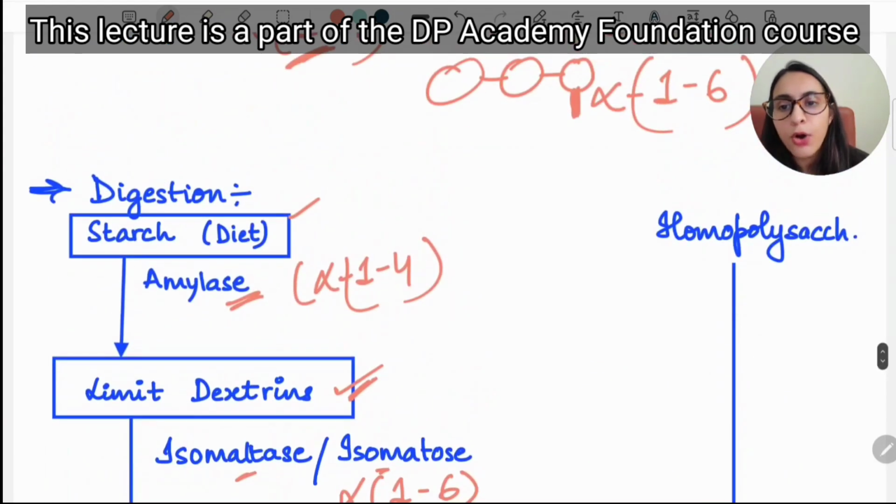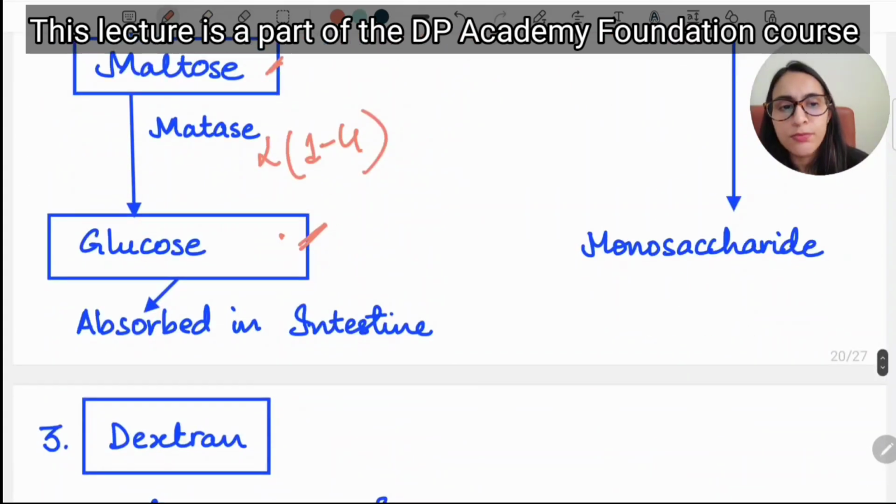So you can see here how the homopolysaccharide, that is the starch, forms glucose, which is a monosaccharide. So the polysaccharide is broken down to a monosaccharide. Multiple carbohydrate units are digested to single carbohydrate units.